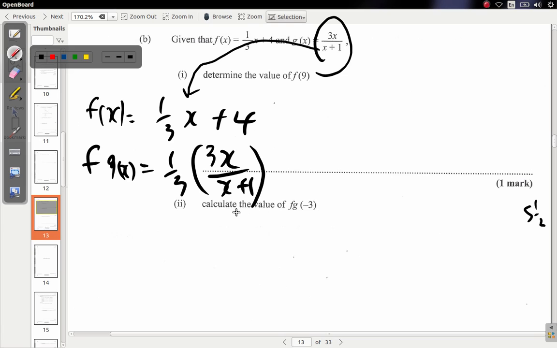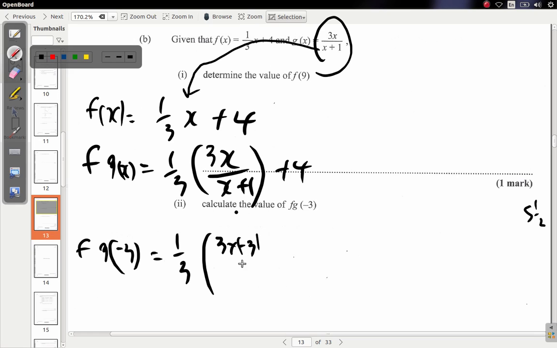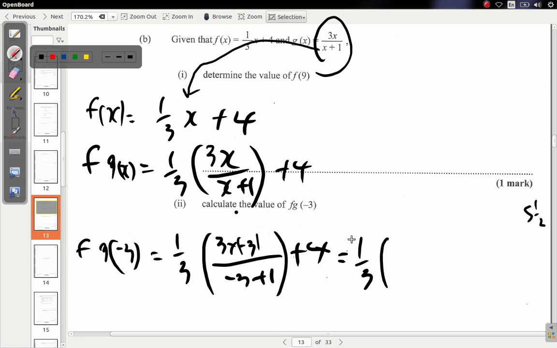All of that there, right? Plus 4. And then you want to go from f of g of x to f of g of negative 3. So wherever you see the x, you're going to put negative 3. So this is 1/3, 3 times negative 3 over negative 3 plus 1, plus 4. That will happen. So you have 1/3 times 3 times negative 3 up here, so negative 9 over negative 3 plus 1, which is negative 2, plus 4, right?